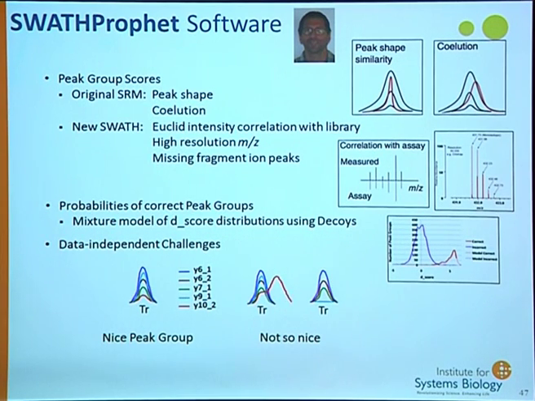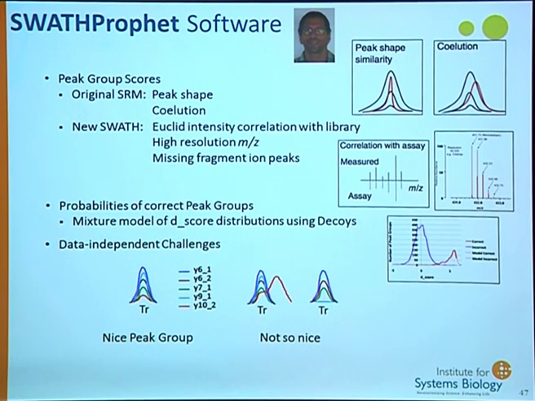Some challenges with the data analysis. I mean, peak groups should look like that, but they normally don't. This is the things you see, and this is the things you get. I mean, not that bad.